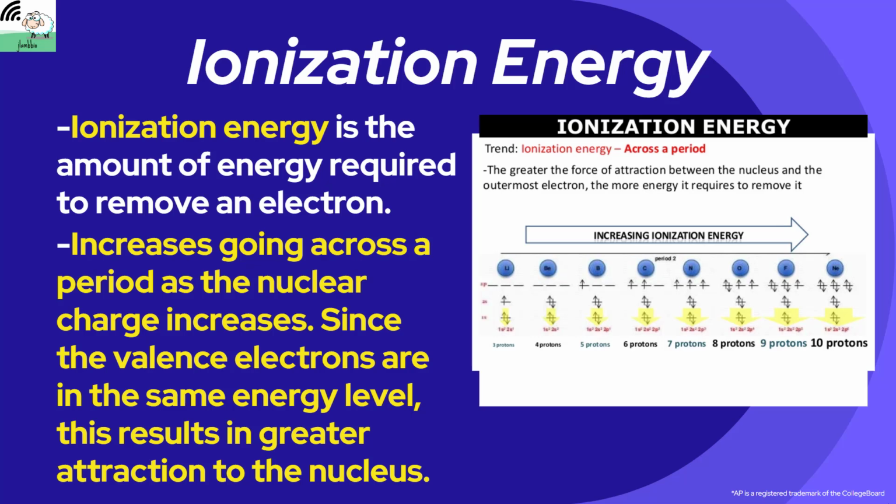As the nuclear charge increases, since the valence electrons are in the same energy level, this results in greater attraction to the nucleus. The number of protons in the nucleus increases going left to right on the periodic table. And as a result, the outermost electrons are going to be more attracted to the nucleus that has the greater number of protons. You have to keep in mind, again, all the valence electrons here in the same period are in the same energy level. And as a result, the more protons in the nucleus, the more attracted the electrons are going to be to that nucleus, and therefore it requires more energy to remove them.